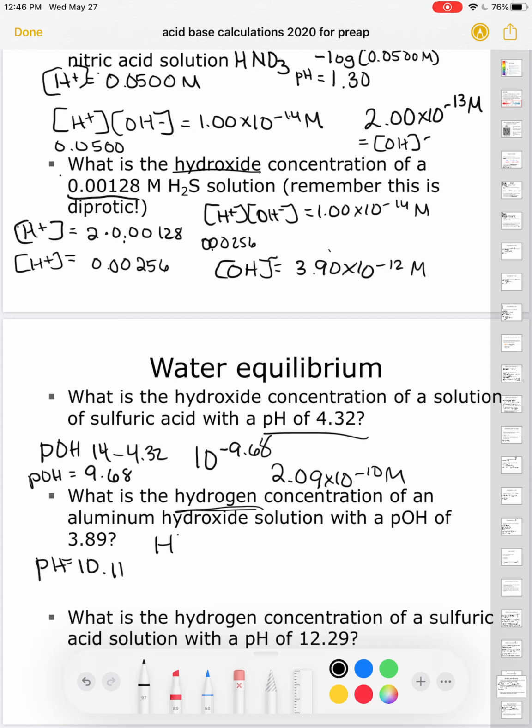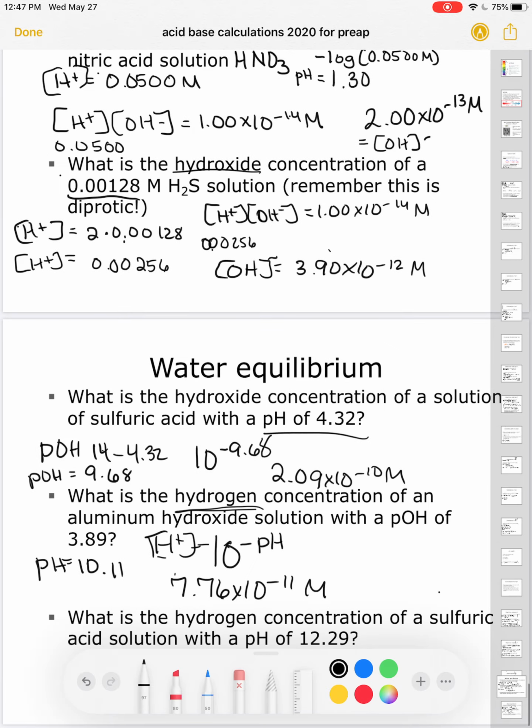My H plus concentration is going to be 10 raised to the negative pH. So I'll turn my cell phone around. So our H plus concentration is going to be 7.76 times 10 to the negative 11 molar.